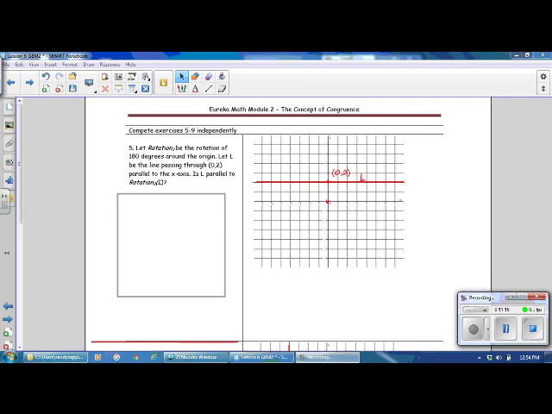Number 5. Let rotation O be the rotation of 180 degrees around the origin. Let L be the line passing through (0, 2), parallel to the x-axis. Is L parallel to the rotation of L around the origin? So darken your line, and then what we'll want to do is draw a point on the line somewhere, and let's take a point over here. Let's use 0, 1, 2, 3, 4, 5, 6, 2. Our point is (6, 2). So we pick any point on line L and draw a line through that point and through the origin. And that will be our line of rotation.